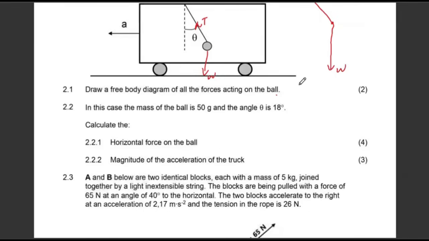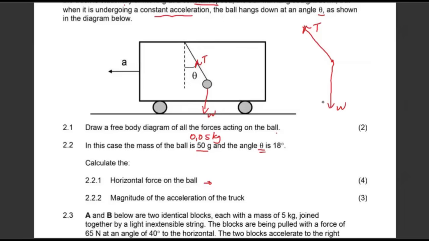And then 2.2. In this case, the mass of the ball is 50 grams. So let's change this to kilograms. It's going to be 0.05 kilograms. Perfect. And then the angle theta is 18. Calculate the horizontal force on the ball. So one thing you need to remember is that if this is the tension that is acting, and I'm to resolve this into the horizontal and the vertical, I'm going to have something like that.